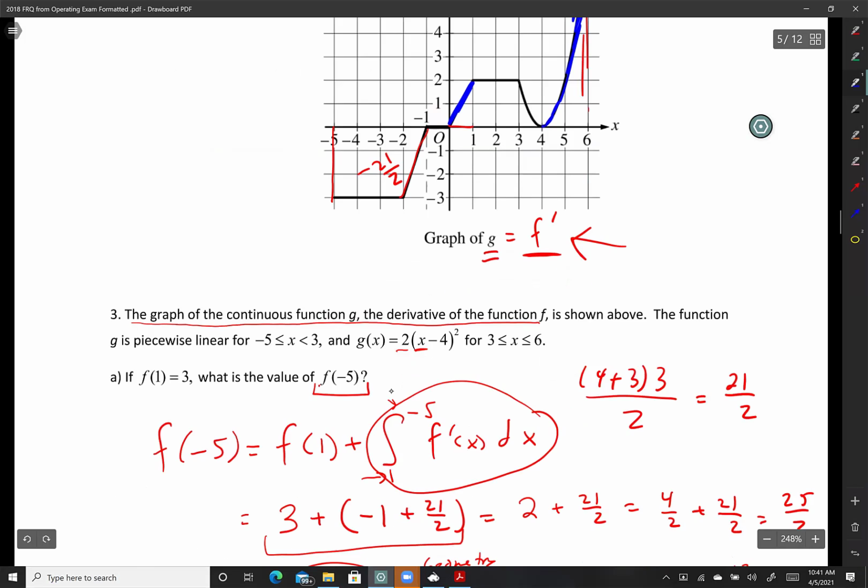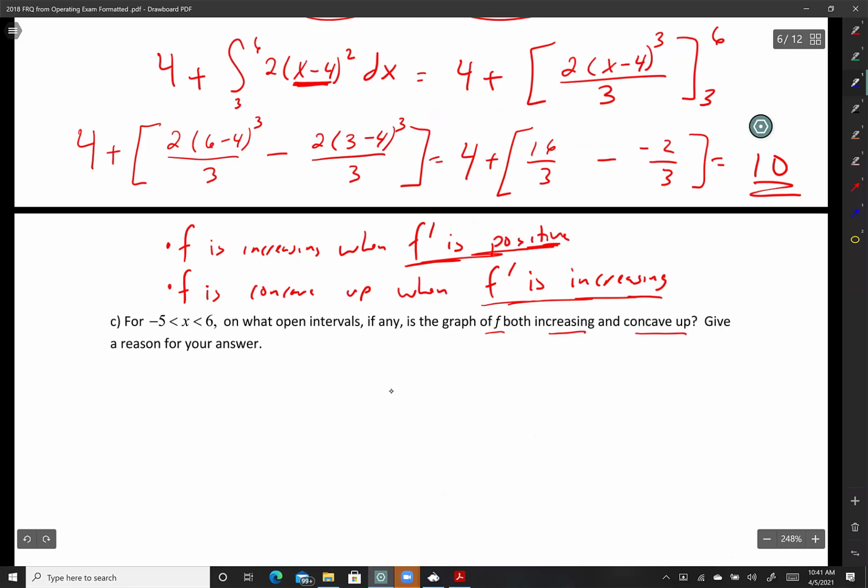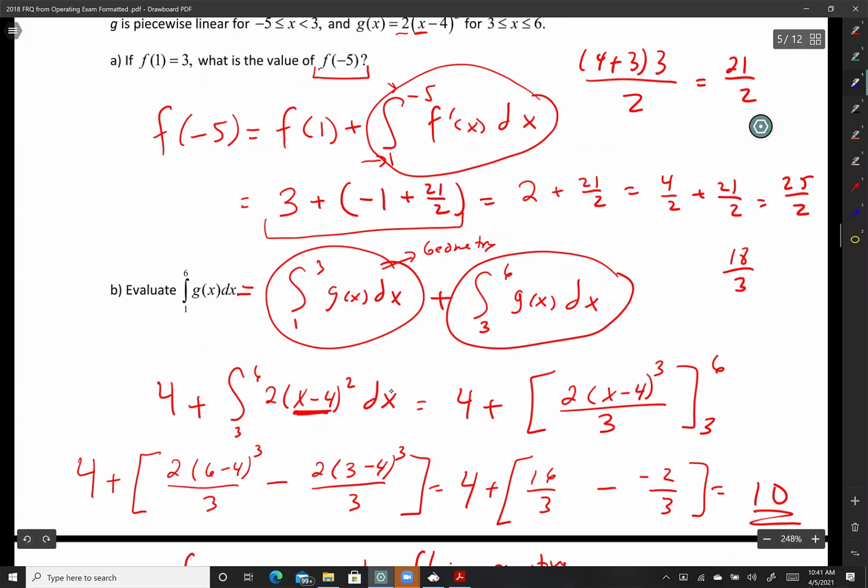So here's what I'm going to write. F is both increasing and concave up on the intervals. And I think we said 0 to 1.